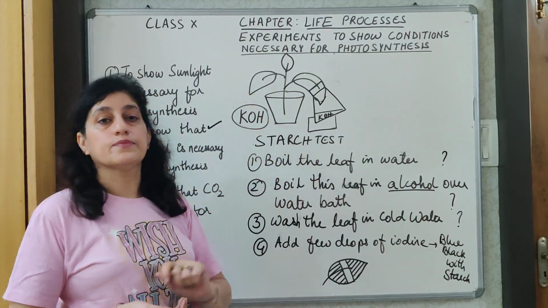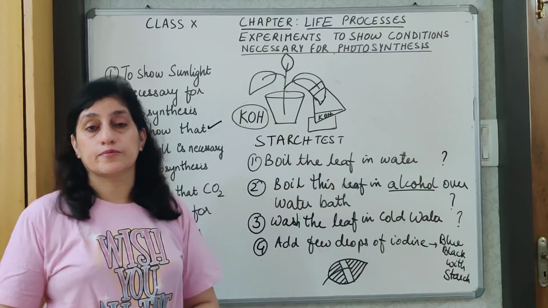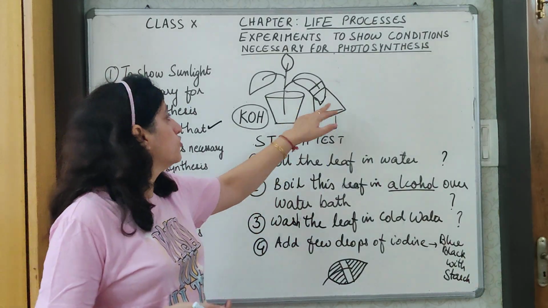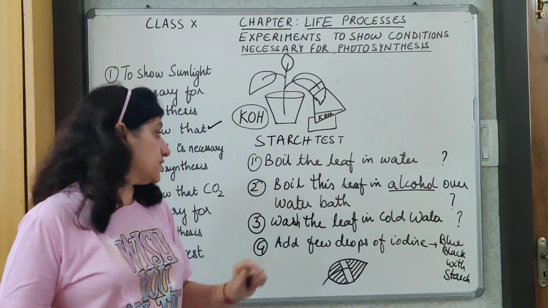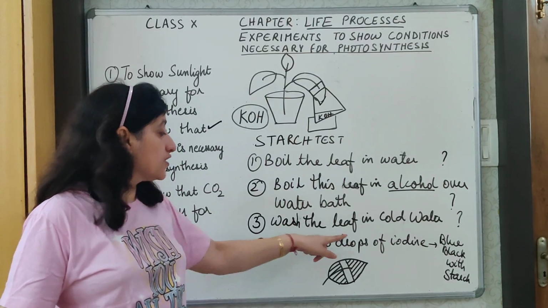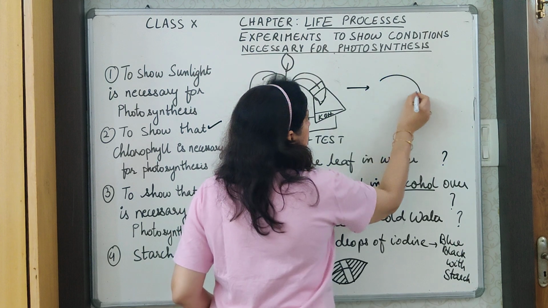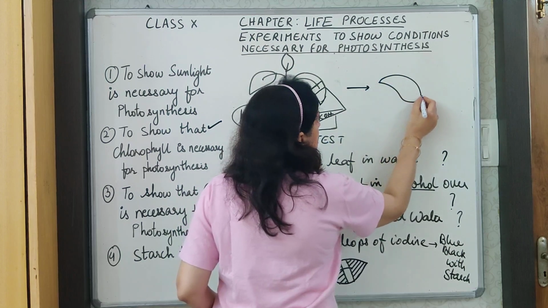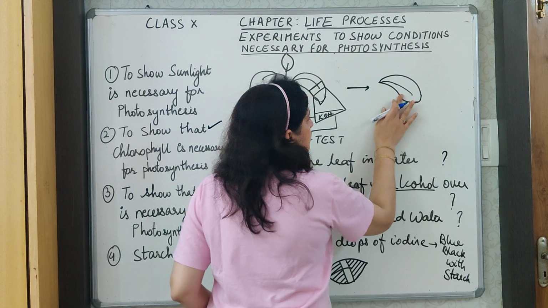We leave this setup in sunlight for 5 to 6 hours for photosynthesis to take place. After that, we remove this setup, we pluck this leaf and we perform the starch test. Same steps as I have told you. On reaching the final step, the leaf is decolorized, and then we test the leaf for photosynthesis.